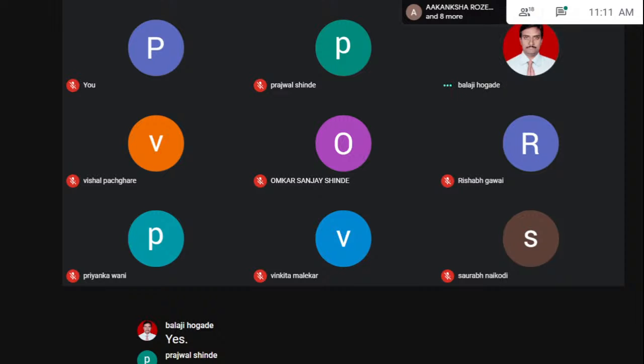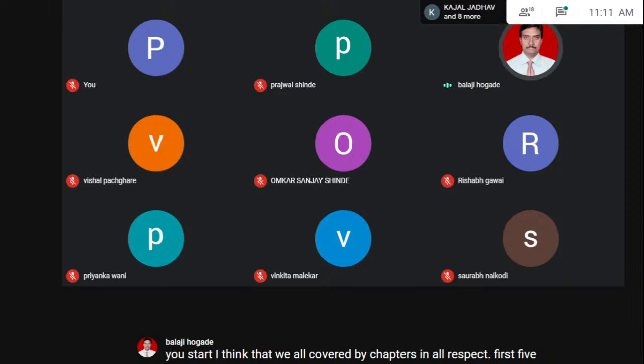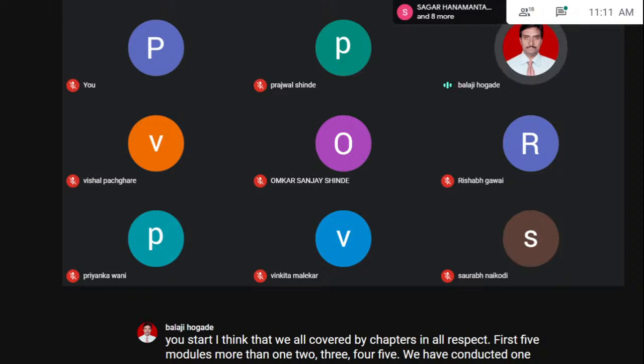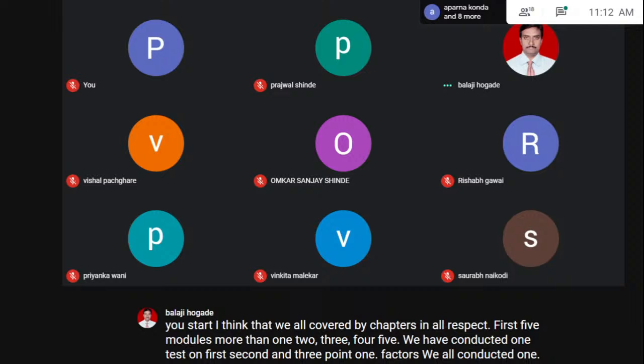Okay. Let us start. I think we have covered 5 chapters in all respects, the first 5 modules: module 1, 2, 3, 4, 5. We have conducted one test on the first, second, and third chapters. We have also conducted one practice test on the syllabus which we have covered till today, and one unit test.